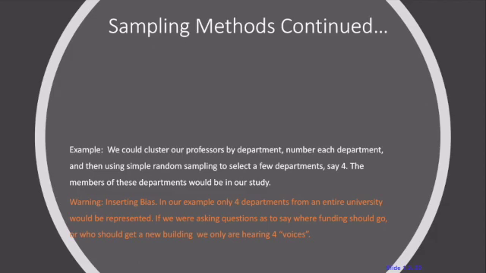The next type of sampling method I want to talk about is cluster sampling. So cluster sampling involves the selection of all members in randomly selected groups or clusters. Let me break this down.